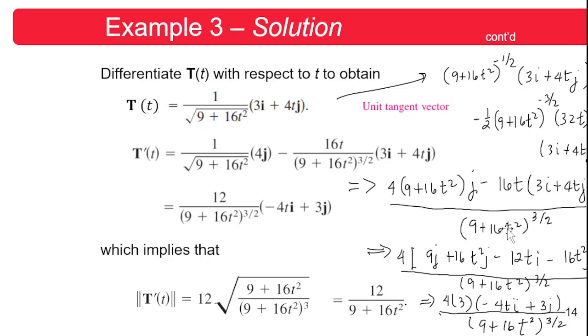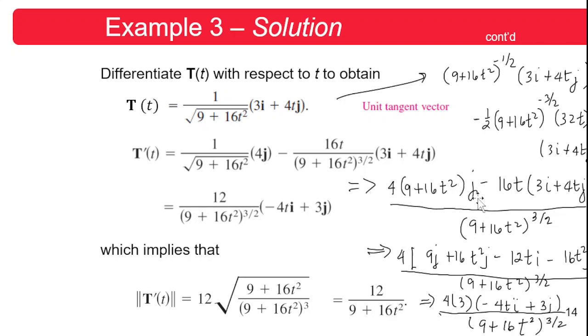And then we get the LCD. The LCD is (9 + 16t²) raised to 3/2. Then we divide this LCD by each of these denominators. So the LCD divided by the denominator of the first fraction gives us 9 + 16t², times the numerator.